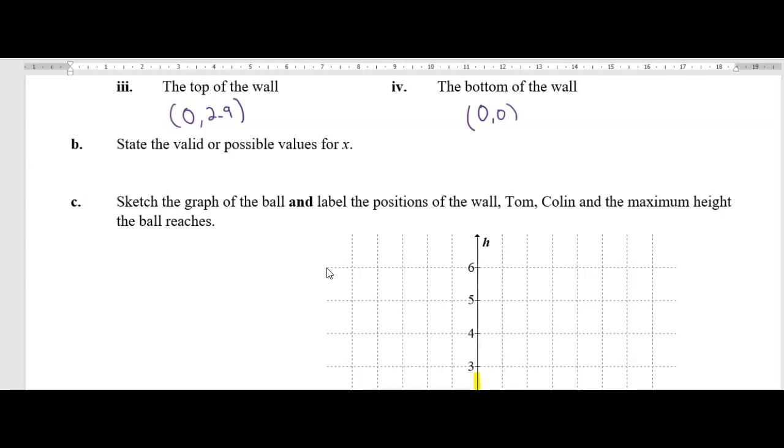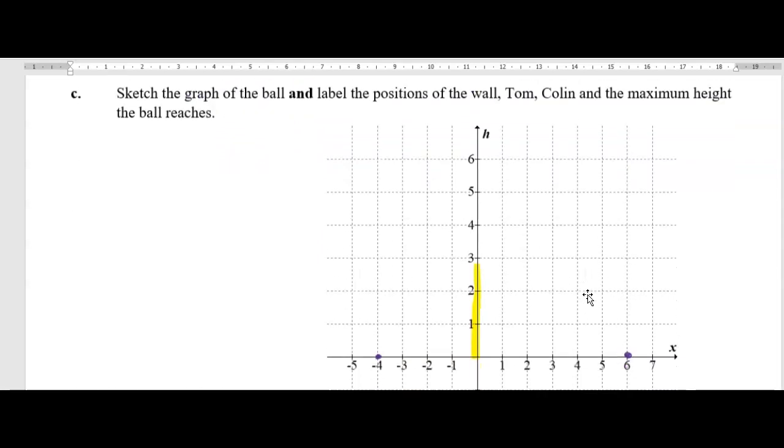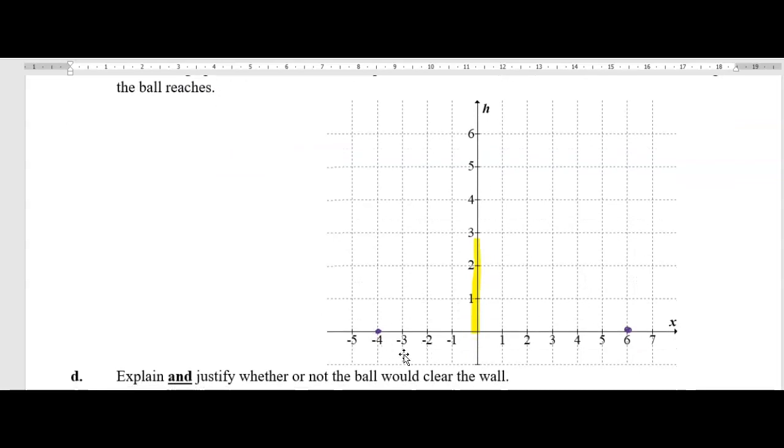Okay, the valid values of X. So X can go from Clancy at -4 to Colin at 6. So X can be anywhere between -4 and 6. Now, the ball can't go below the X axis, so it's got to stop at these points, okay? It can't go below because then it'll be underground.